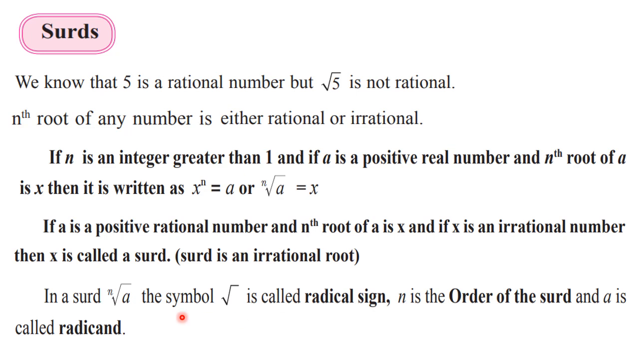So this nth root of a is called a surd if and only if we satisfy the three conditions: this n should be greater than 1, or minimum 2. Then the number inside, that is a, should be a positive real number, and overall this number should be irrational. Then and only then can we say that nth root of a is a surd. Now let us discuss with examples.